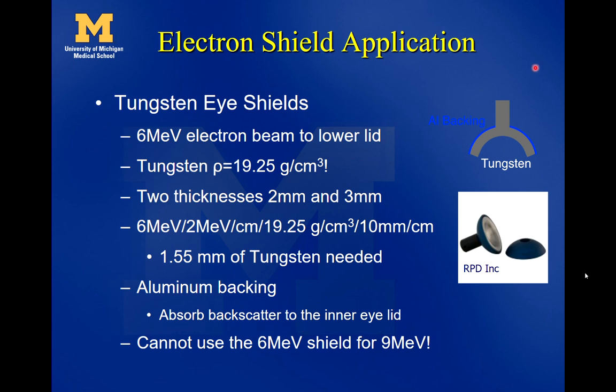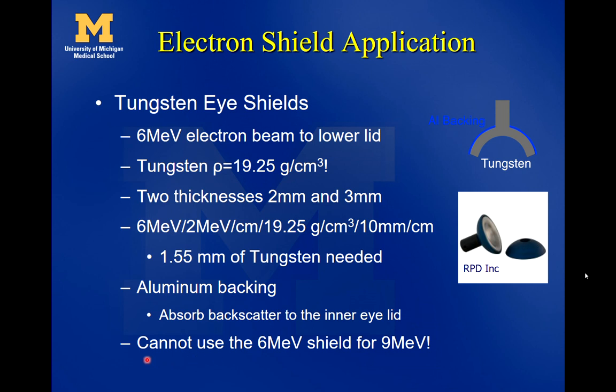So what can happen is an electron beam can come down, hit this tungsten, and bounce backwards, and then you'll inadvertently be increasing the dose to the eyelid. So you maybe want to treat the eyelid to prescription dose, but you don't want to go over. So we put this aluminum absorbing material on the back of it.